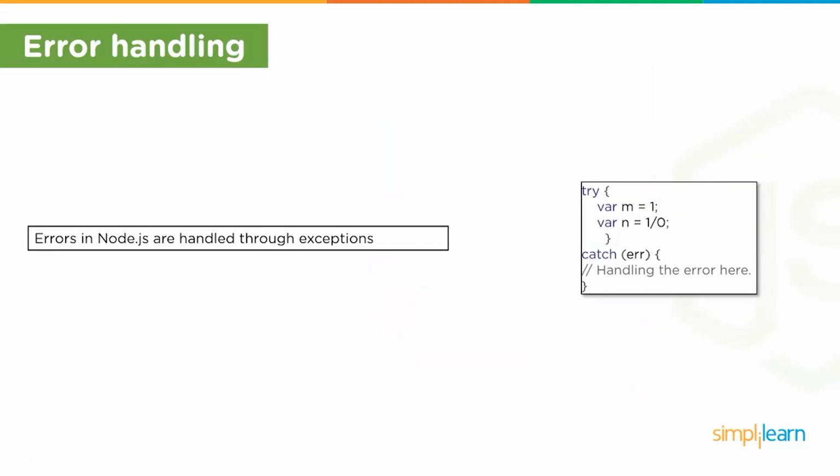Now, for example, let's handle an error that would occur when we divide a number by 0. Now, this error would crash the Node.js application, and so we should handle this error. Here's a small code for you.